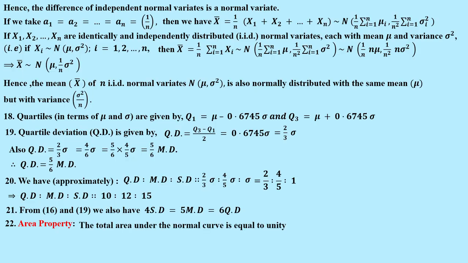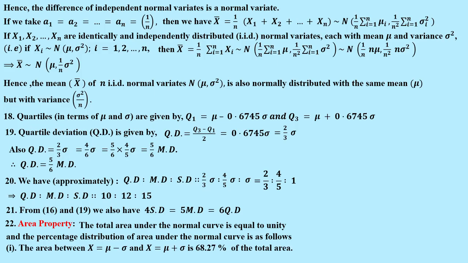Area property: the total area under the normal curve is equal to 1, that is unity, and the percentage distribution of area under the normal curve is as follows. The area between x equal to mu minus sigma and x equal to mu plus sigma is 68.27% of the total area. So probability of mu minus sigma less than x less than mu plus sigma is equal to 68.27, or otherwise divided by 100, 0.6827. So this is the one.